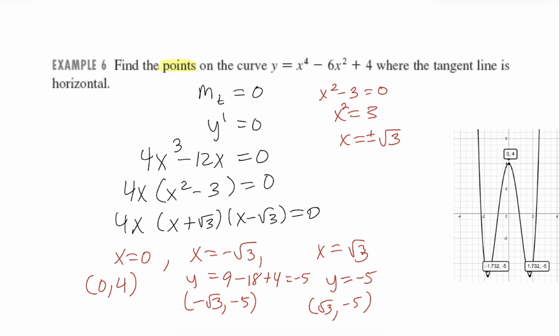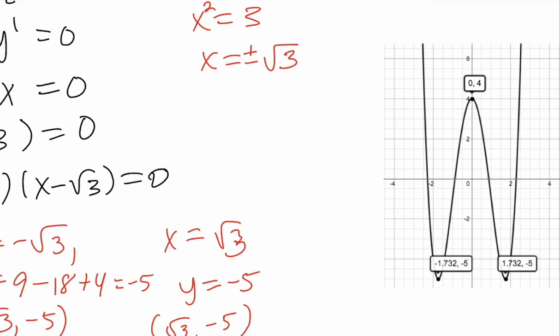This is an even function. It does have y-axis symmetry, so it makes sense if something happens at negative square root of 3, it also happens at positive square root of 3. But again, Desmos is your friend.